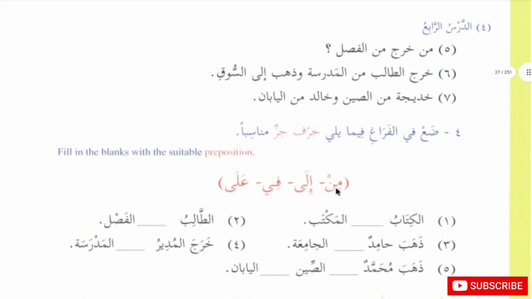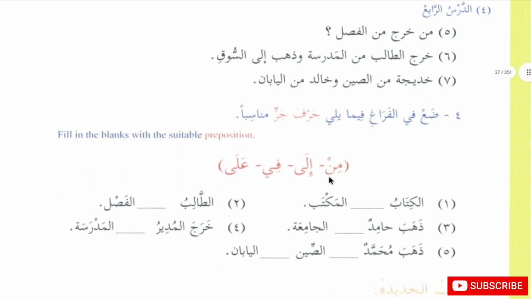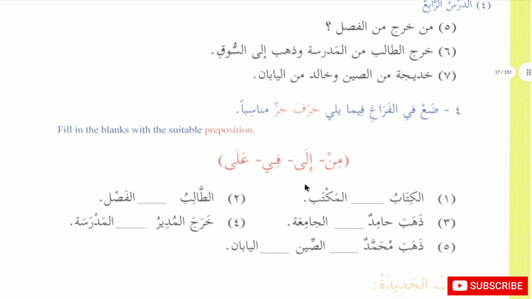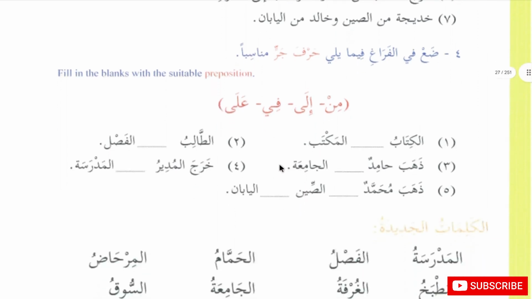Here are the huruf which are jar, which cause the majrur state. So min al-maktabi, or ila al-masjidi, fil bayti, al-maktab, and so on, for example.